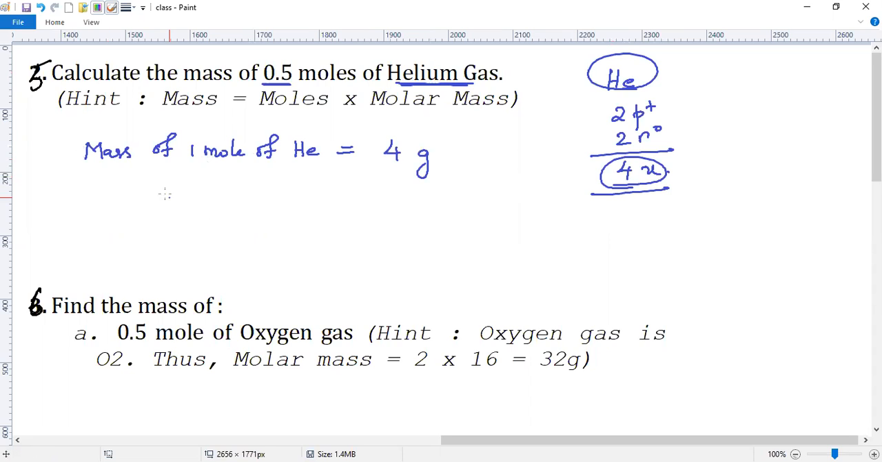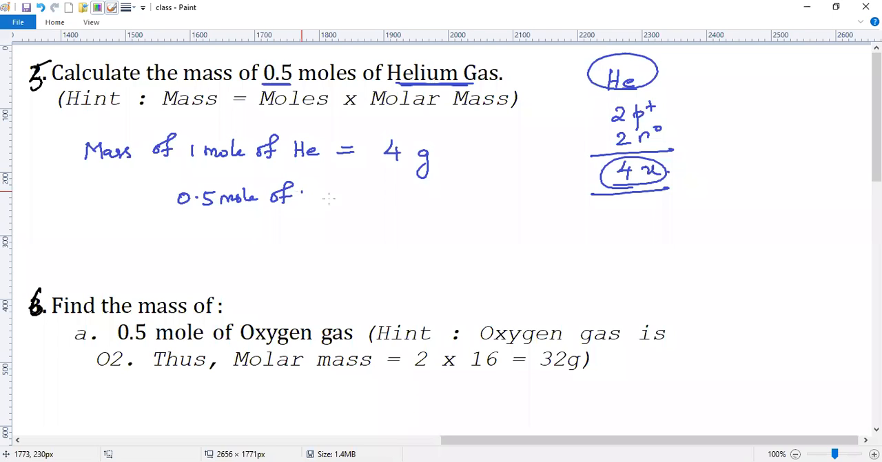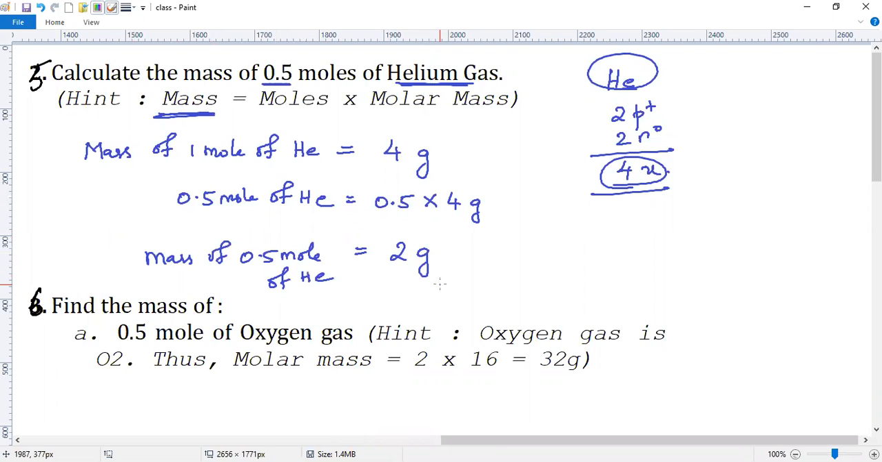So now the question is about the mass of 0.5 mole. So how will you do it? For 0.5 moles of helium, you have to multiply 0.5 by 4, in grams. So 0.5 into 4 is nothing but half into 4, which will be 2 grams. Question is you have to calculate the mass in grams. So mass of 0.5 mole of helium is equal to 2 grams. Okay.